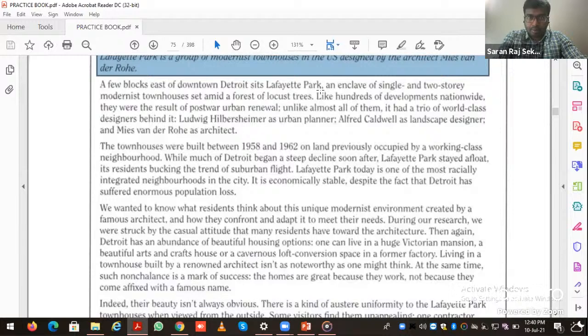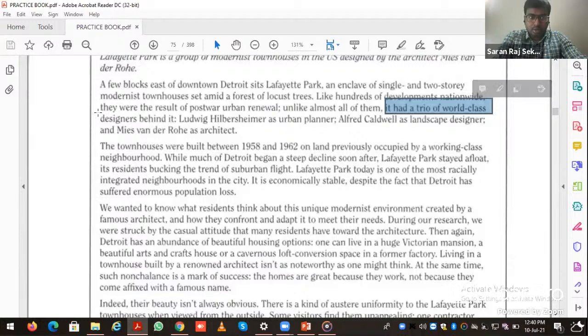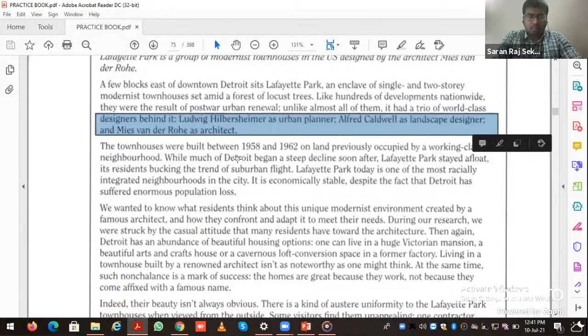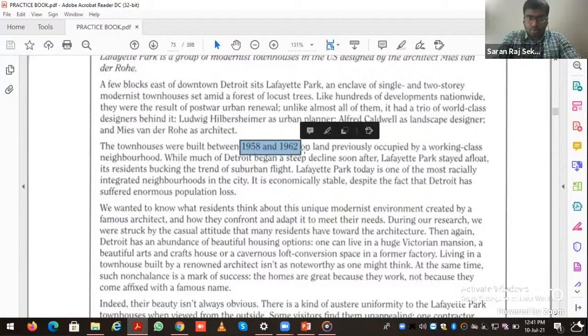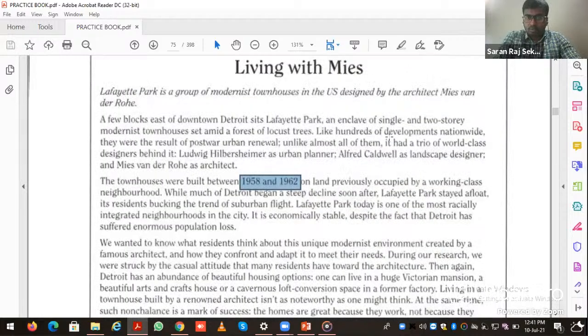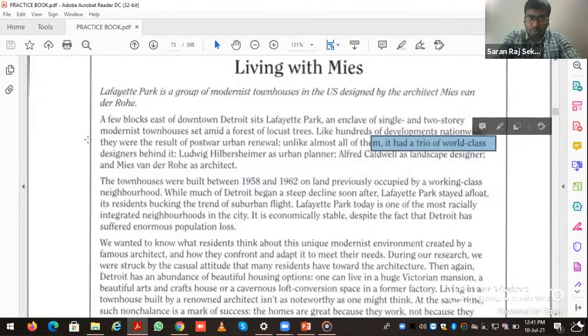So here they mention it had a trio of world-class designers behind it. And if you see, they haven't mentioned any information regarding the era. Era means, I mean, they would have at least mentioned some year. Okay, let us read further. Maybe they have mentioned here some years. The downtown was built on land previously occupied by a world-class neighborhood, while much of Detroit began a steep decline. But they haven't mentioned anything special that it's only because of that era. But if you see here, it is only because it had world-class designers, and it's not because of the year.